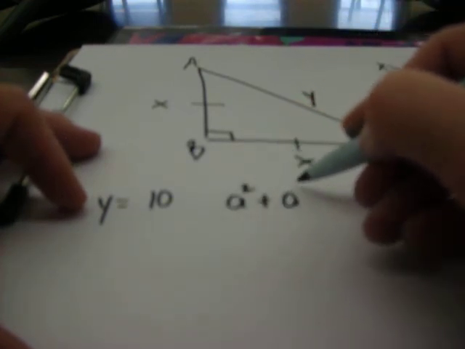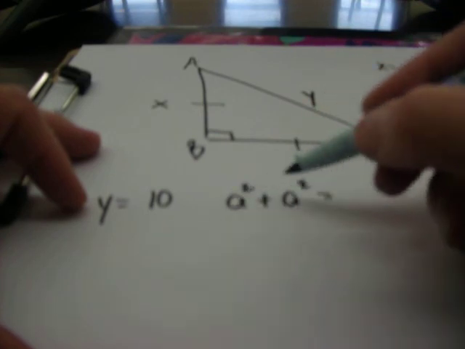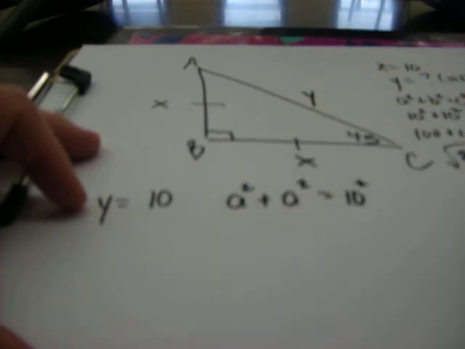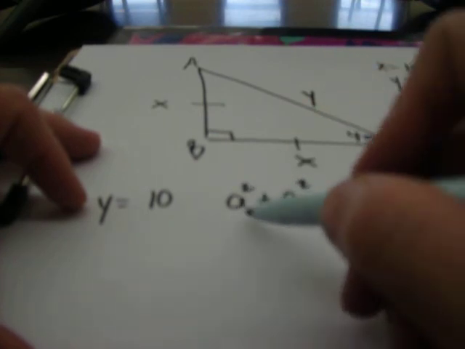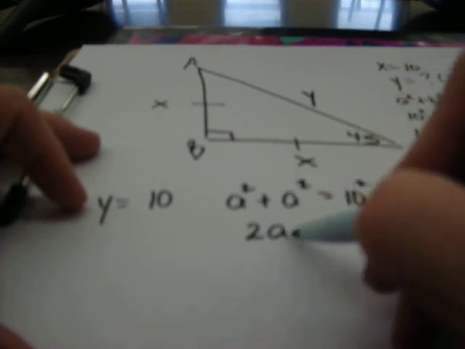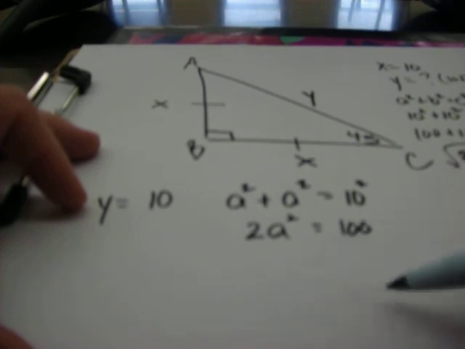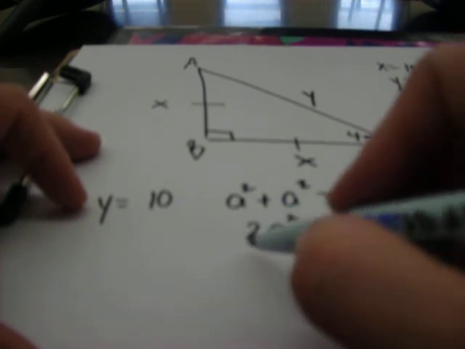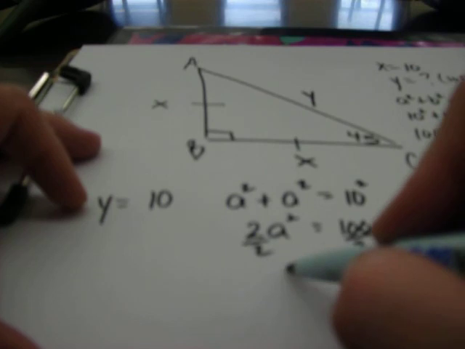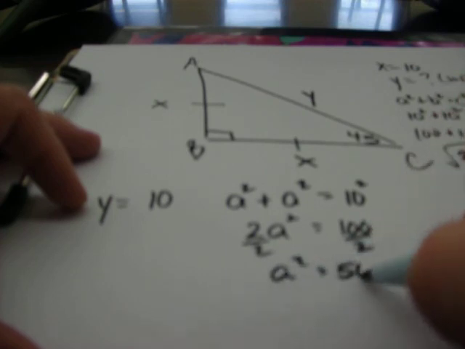So I'm going to say it's A squared plus A squared. So meaning that these were the same. And then I have 10 squared, which is 100. Okay. If I combine these two terms together, you get 2A squared equals 100. I take half because I'm dividing by 2. So A squared equals 50.